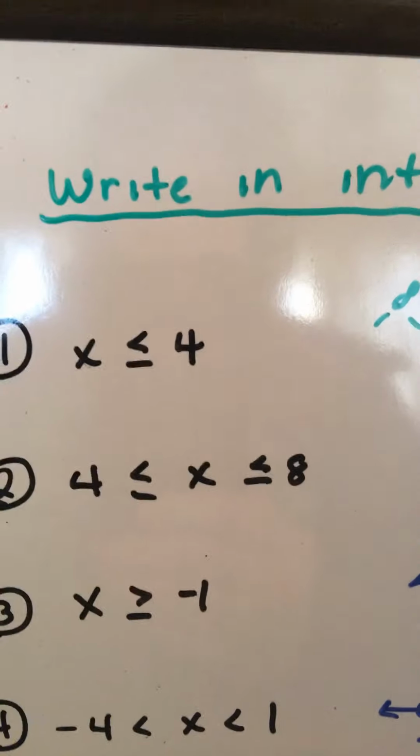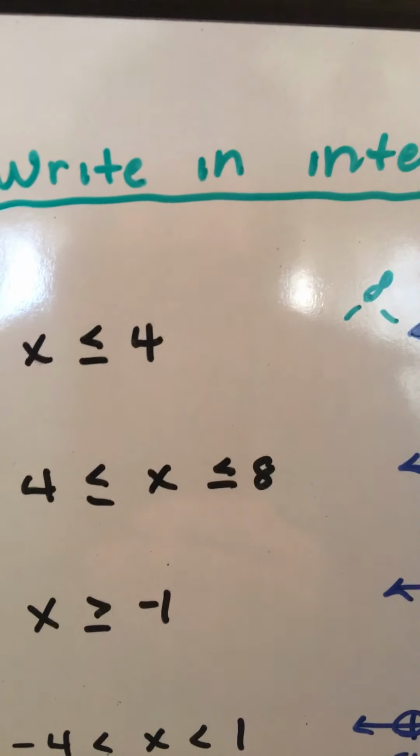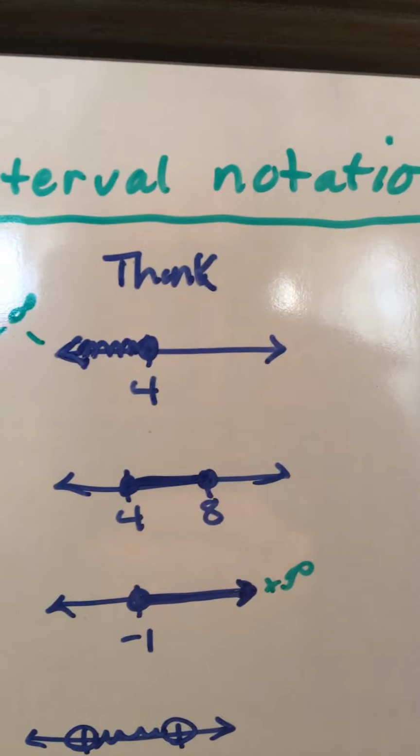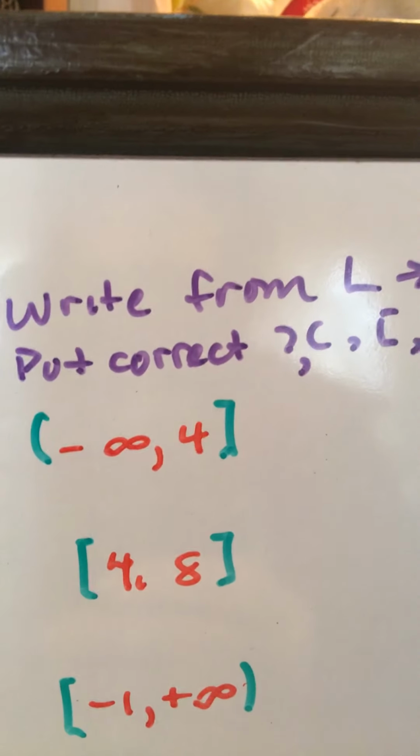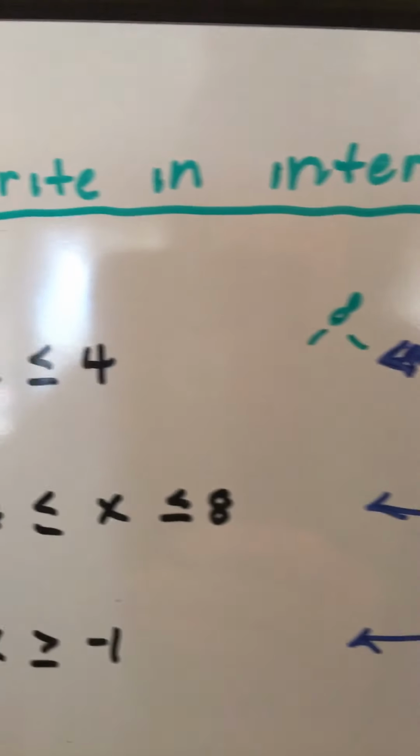I look at this one and immediately I'm thinking 4 to 8. And both are closed, and you can see this. And what did I write? 4 to 8. 4 comma 8, both closed.